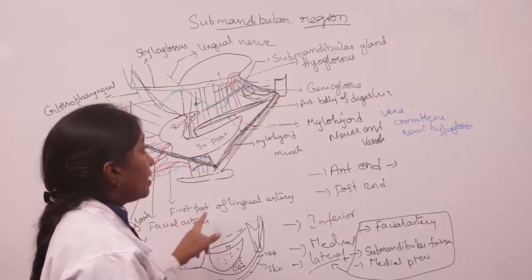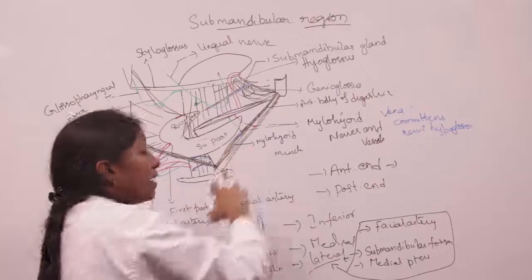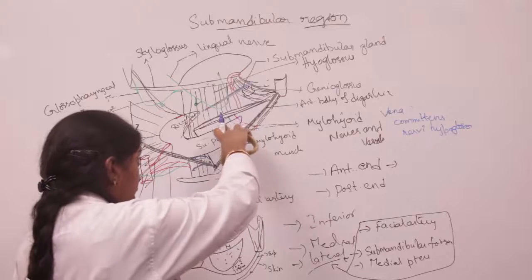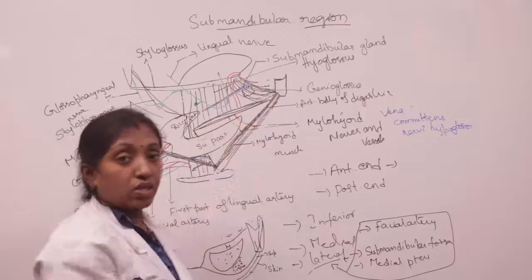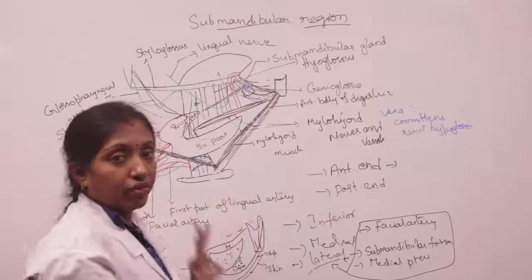parts. The anterior part is related to the anterior belly of digastric, and it extends up to the anterior belly of digastric. It rests on the mylohyoid muscle, and it is related to the mylohyoid nerves and vessels. These are the mylohyoid nerves and vessels. I have represented the nerve everywhere with green color.